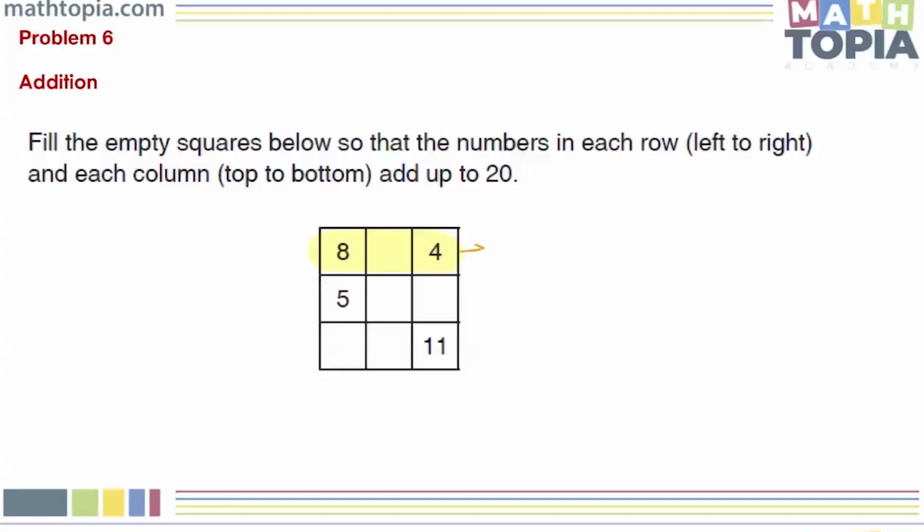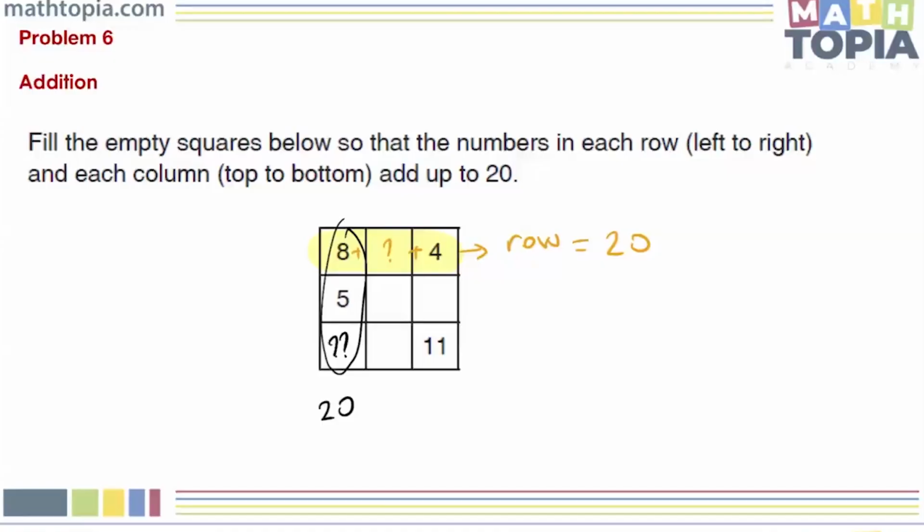This is what left to right is, the row, right? Mhm. Each adds up to 20. So this also adds up to 20, right? Mhm. So we have to find the answer. We have to fill in the blank ones to find 20. Yes. Okay. So can I do the first one?